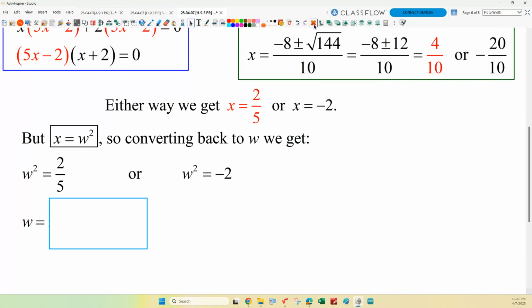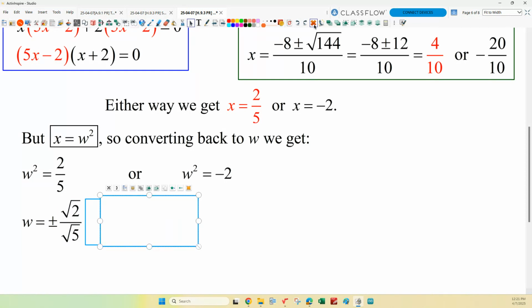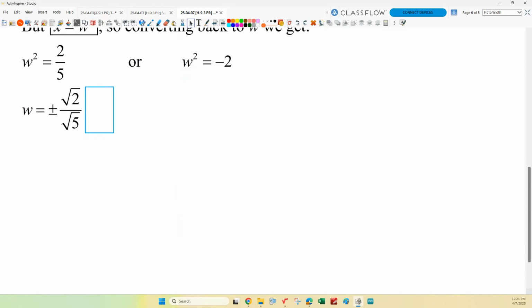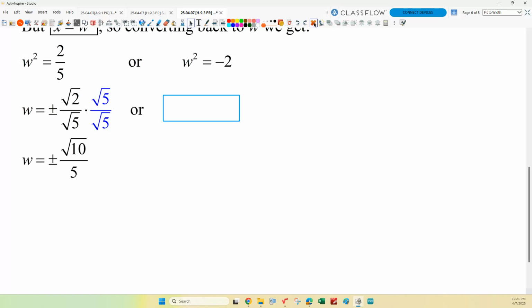Square root of 2/5? Almost. Plus or minus, yep. Plus or minus the square root of 2/5, which I could split up. And then what rule am I breaking? Yeah, no radicals in the basement, right? Broke that rule. So what do I have to do to rationalize the denominator? Yeah, multiply top and bottom by square root of 5. And that's going to give me a 5 on the bottom and a square root of 10 on the top, right? How about the other side? If w squared equals negative 2, what's w?